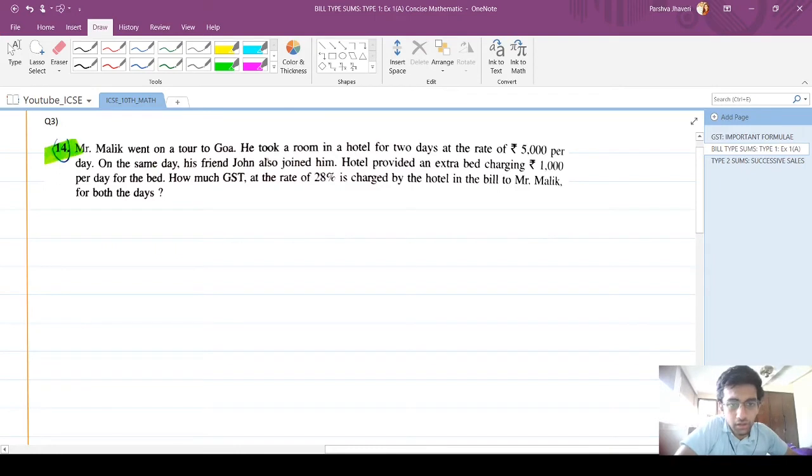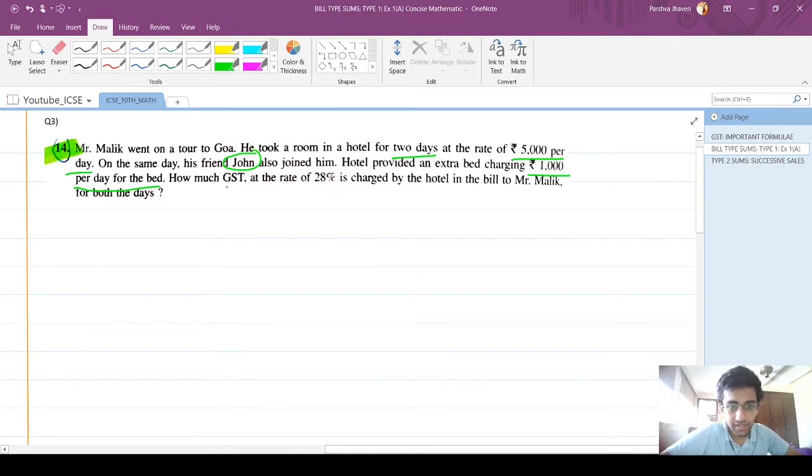Mr. Malik went on a tour to Goa. He took a room in a hotel for how many days? 2 days at the rate of 5,000 per day. Remember, it's 5,000 per day, not total amount. On the same day, his friend John also joined him. Hotel provided an extra bed for charging 1,000 per day for the bed. Remember, it is 1,000 per day for the extra bed, and he had one extra friend, John. How much GST at the rate of 28% is charged by the hotel in the bill to Mr. Malik for both the days?